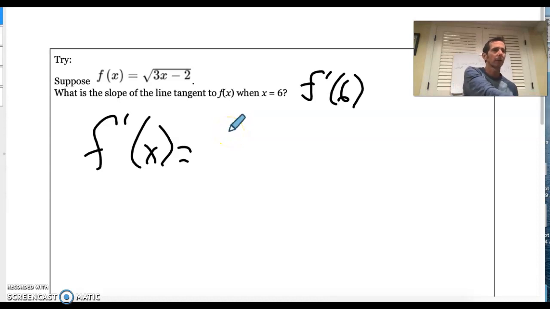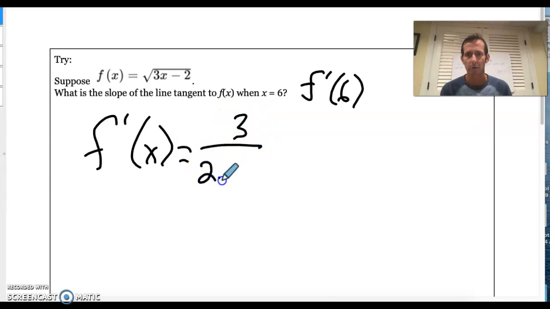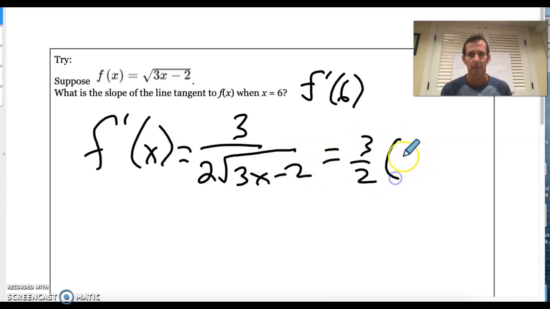I can tell you very quickly that the derivative to this function right here that we're looking at, without going through all of the insanity that you just went through, is going to be 3 over 2 times the square root of 3x minus 2, which is the same as 3/2 times 3x minus 2 to the negative 1/2. These are the same. This is what you would have gotten.